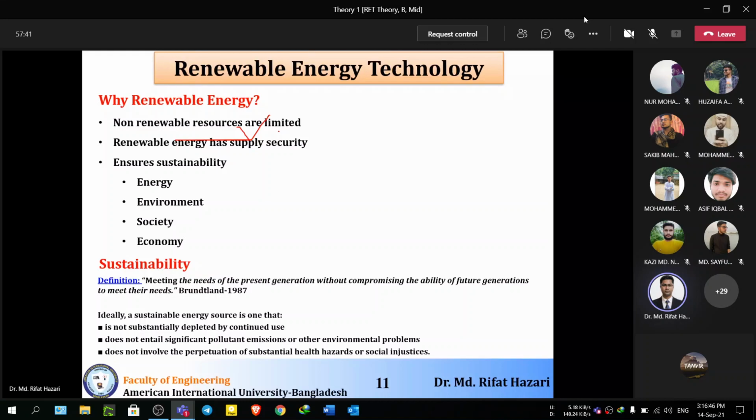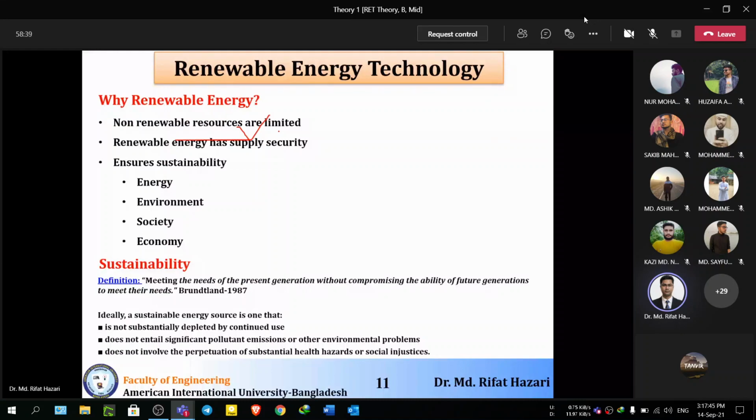That's why it's limited. Number two motivation: renewable energy has supply security. What does it mean? For example, let's say you have some bad relation with the Middle East. In that case, will you get any fuel in Bangladesh? Just imagine we have some clash with the Middle East or some other countries that are producing or giving us the fuel. If you have a bad relation, you will not get any fuel. So non-renewable energy resources have no supply security. Once you make a bad relation with the producer, you will not get any non-renewable energy resources.